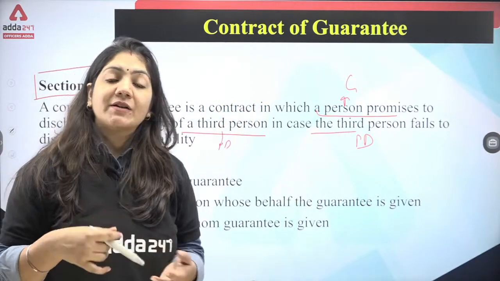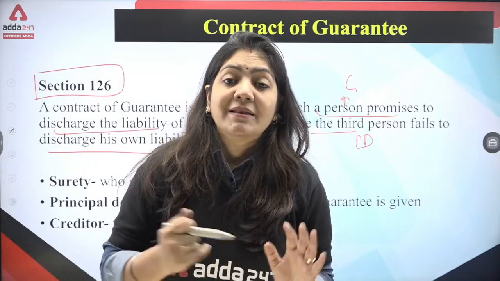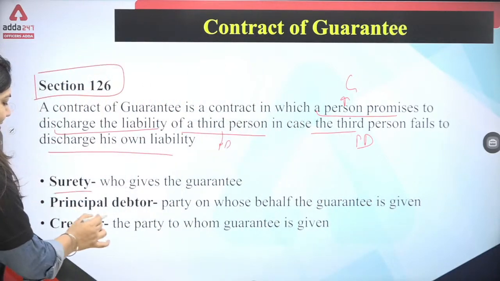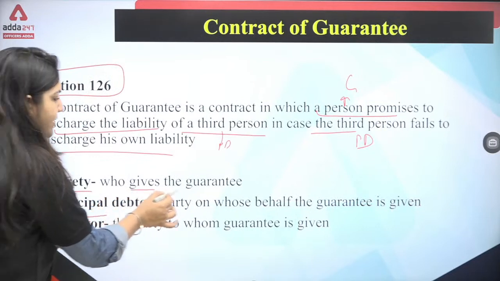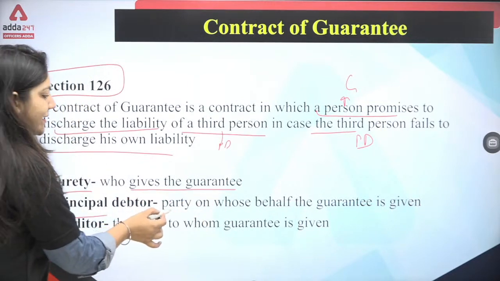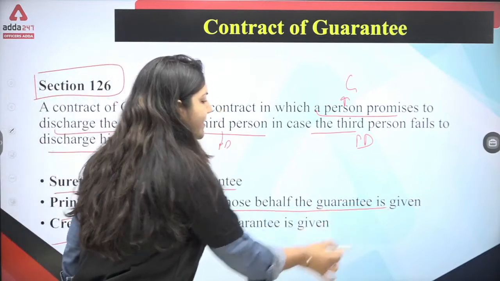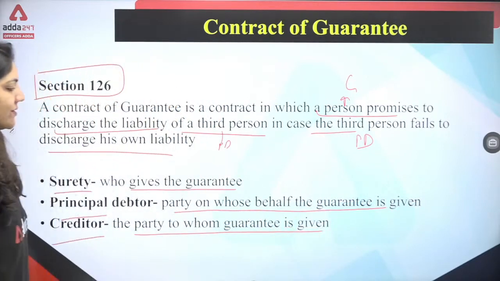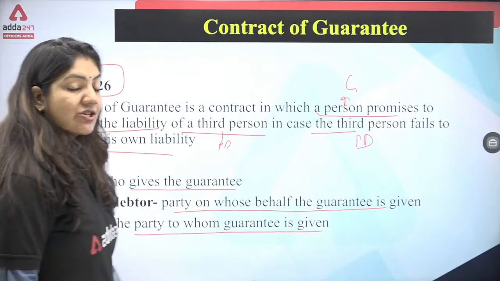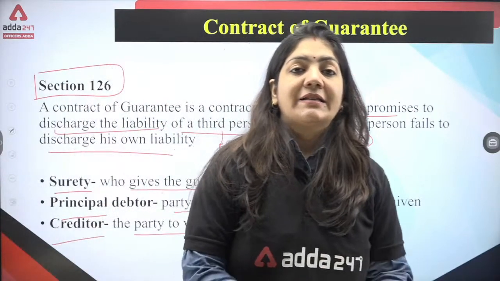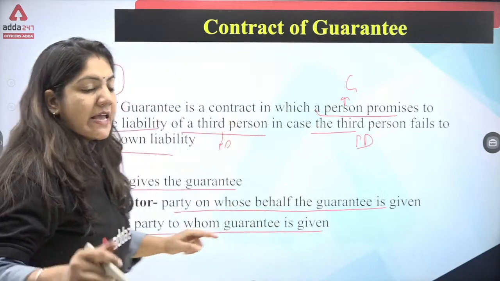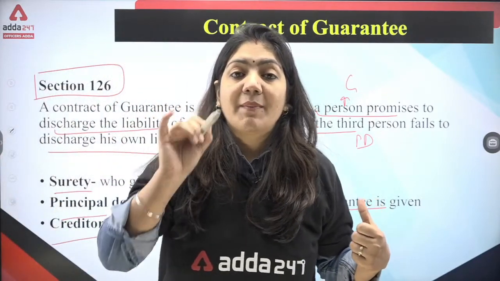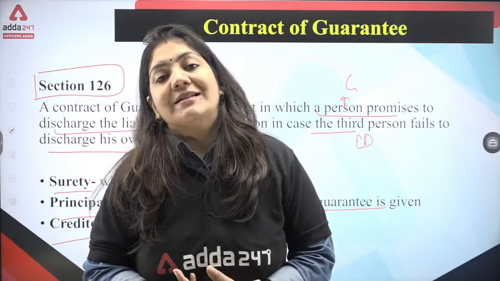If the principal debtor does not pay the money at the exact time, then the guarantor will come into the picture. Now see, these are three parties: the surety, who gives the guarantee; the principal debtor, the party on whose behalf the guarantee is given; and the creditor, the party to whom the guarantee is given. So this is basically the definition of your contract of guarantee. I think this concept is clear to all of you.